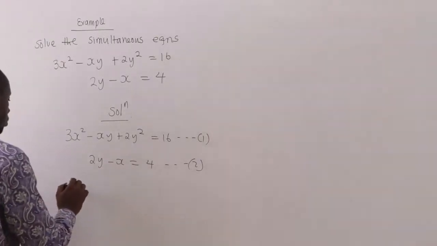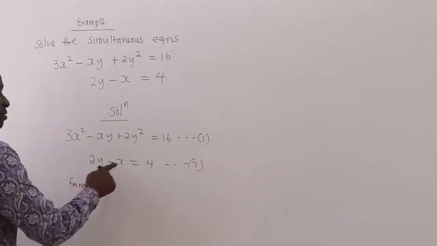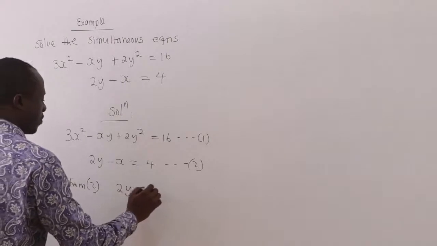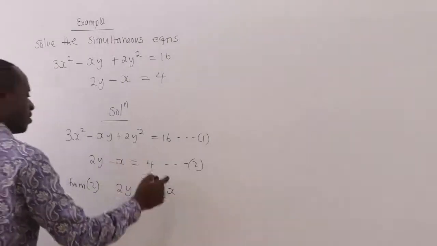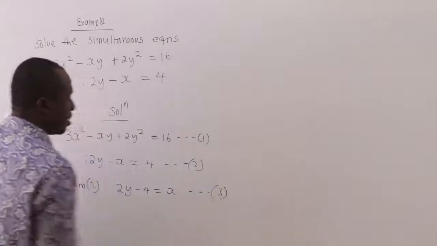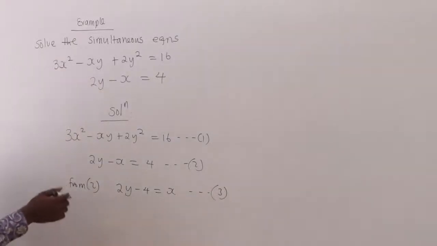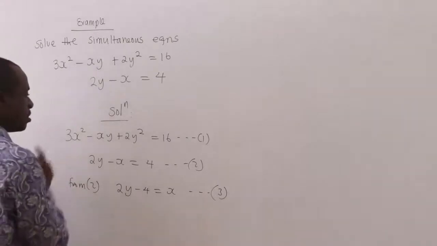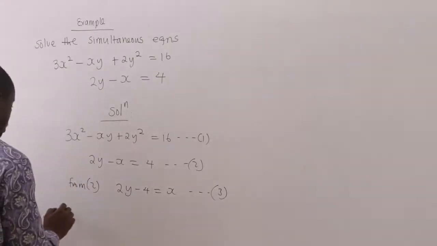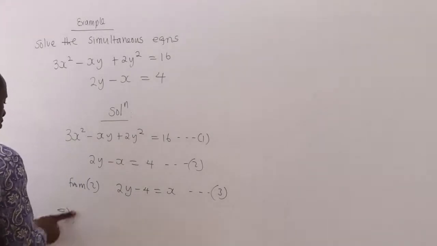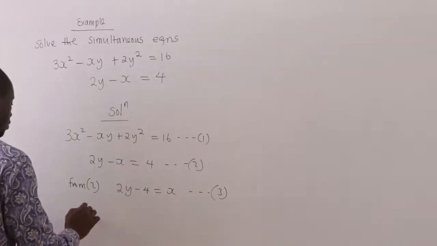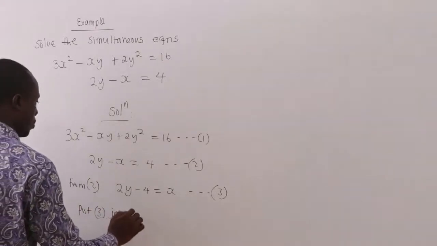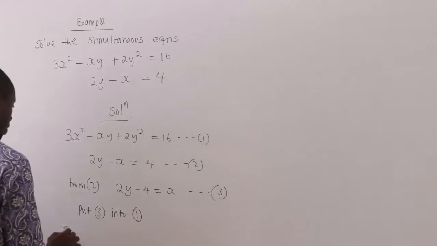Now from 2, I want to make one variable the subject. So let me bring this one here: you get 2y minus 4 equal to x. Let's say this is 3. Now, I had 3 from 2, so I'll not substitute into 2. I'll rather substitute 3 into 1.